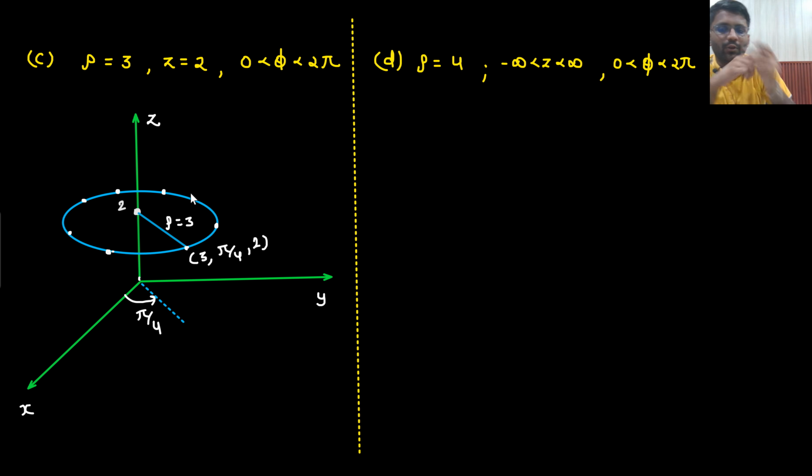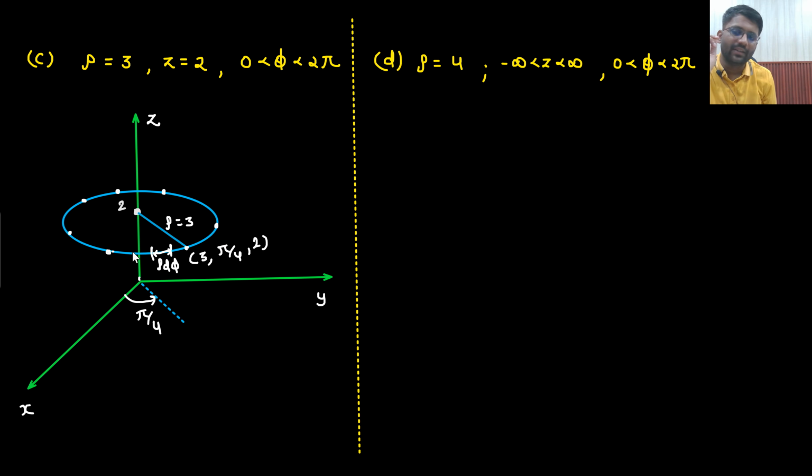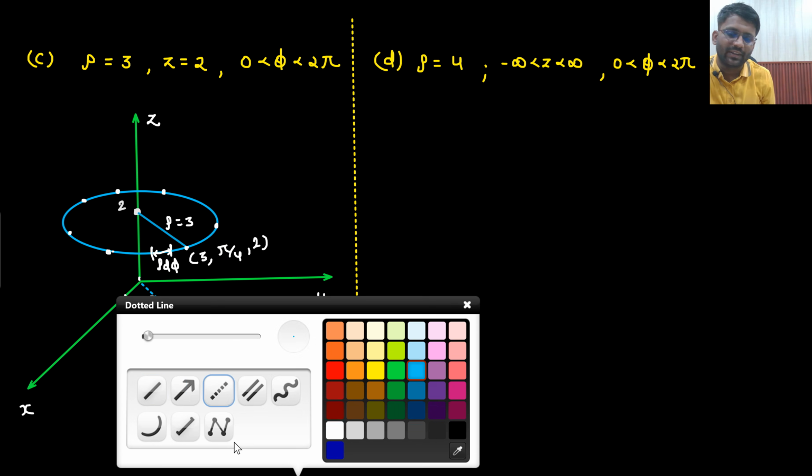Say yes or no. And what will be a small portion on this curve? That small portion will be nothing but rho d phi. Why is that so? In the direction of rho, it was d rho. In the direction of z, it was dz. Here in the circular direction, it will be rho d phi.